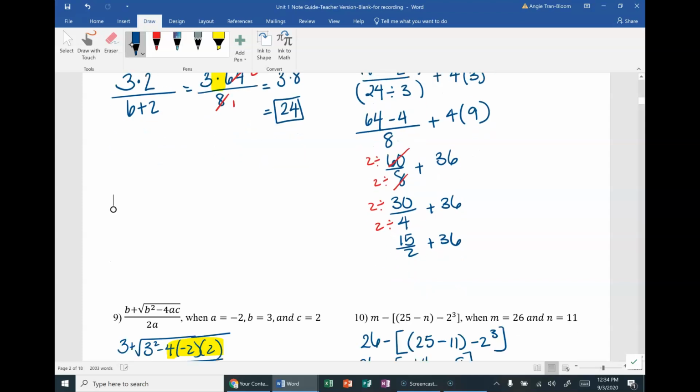Now, 15 over 2 is 7.5. So you can go straight to 7.5 plus 36. Well, you want to add the whole numbers together. So 36 plus 7, that's going to give us 43.5. Okay, so 43.5 is our final answer.